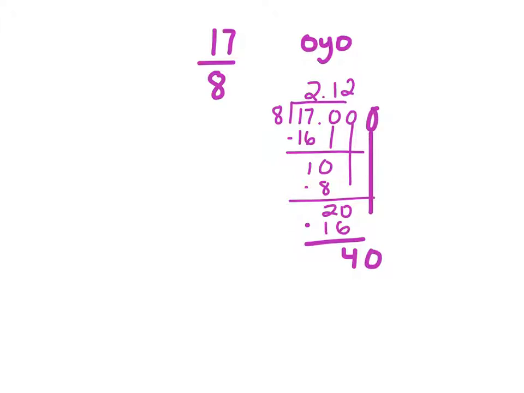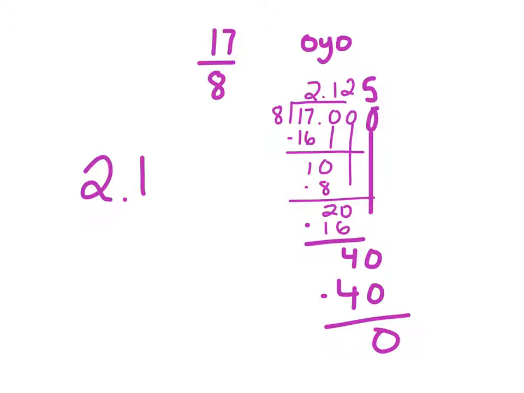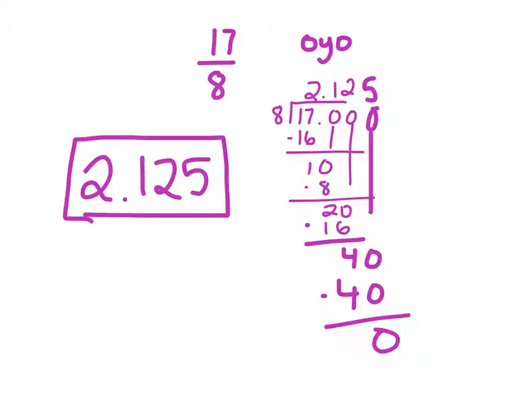And 8 goes into 40 5 times. 8 times 5 is 40. Nothing left over. So 17 over 8 is 2.125. The only difference here is that you have a whole number before the decimal point. Otherwise, you do everything else the same.